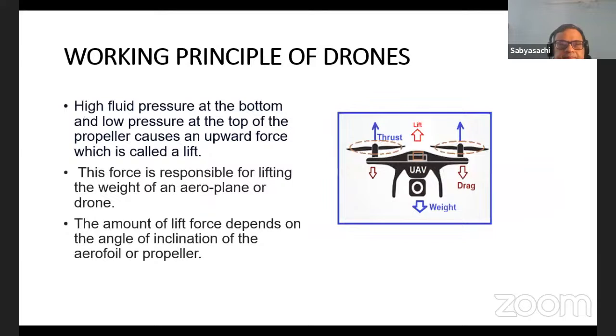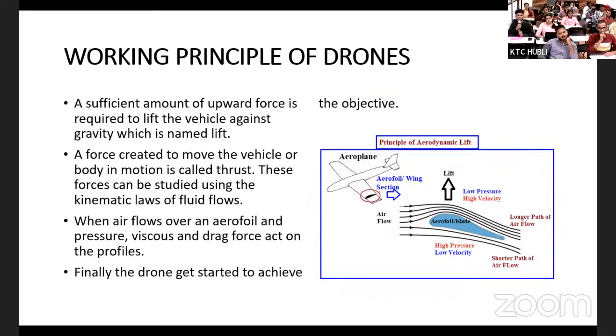Thank you, Priyanka. I am Joel. I am here to explain the working principle of drones. The high fluid pressure at the bottom and low pressure at the top of the propeller causes an upward force, which is called lift. This force is responsible for lifting the weight of an aeroplane or a drone. The amount of lift force depends on the angle of inclination of the aerofoil or propeller. A sufficient amount of upward force is required to lift the vehicle against gravity, which is named lift.